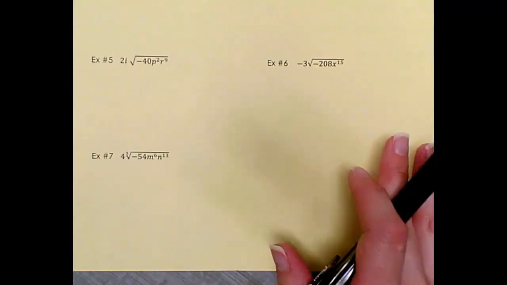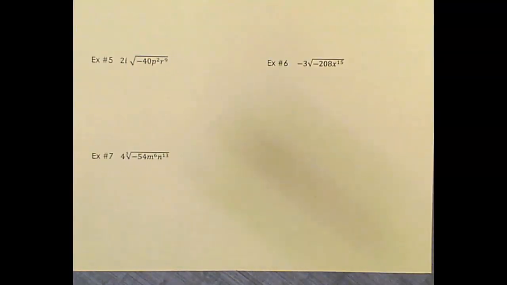So I'm going to leave a little space down here to put a note that if you take an odd power out of an even root, then you need to put absolute value around it.